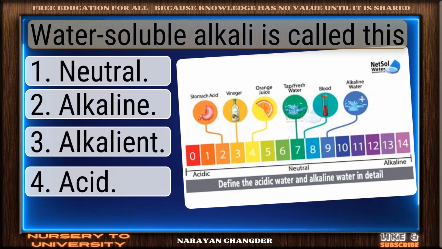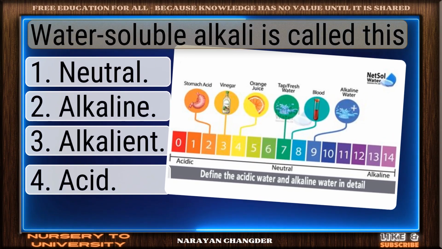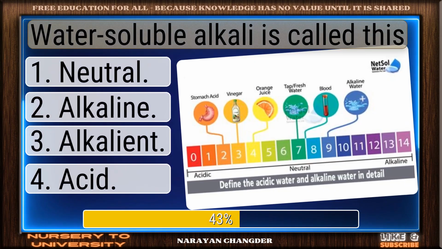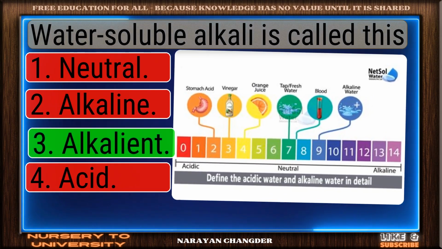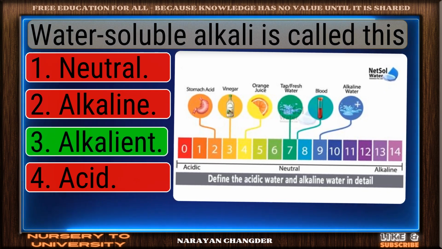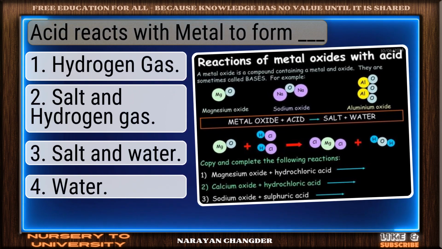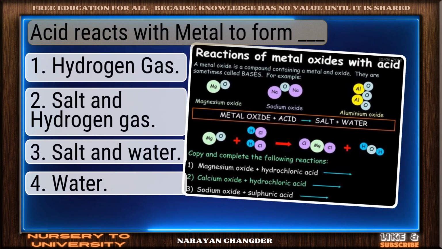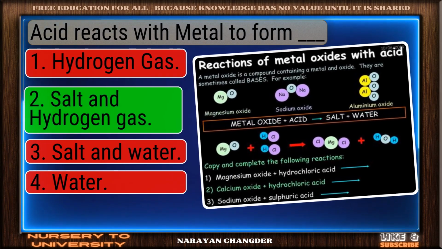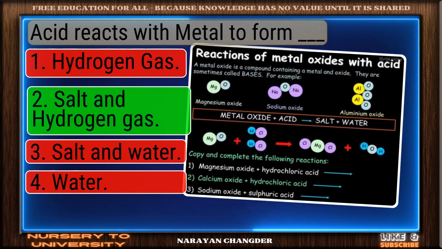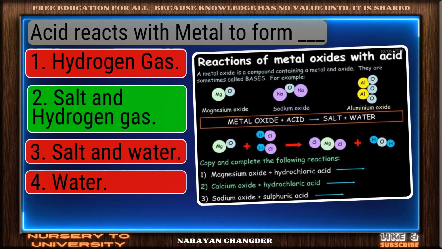Question number 66. Water-soluble base is called this. Correct. Alkali is the right answer. Question number 67. Acid reacts with metal to form dash. You chose salt and hydrogen gas, and it is correct.